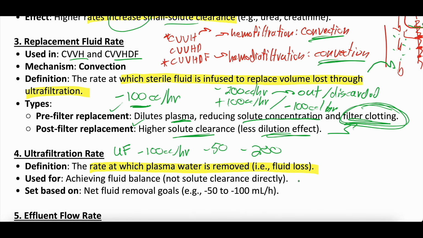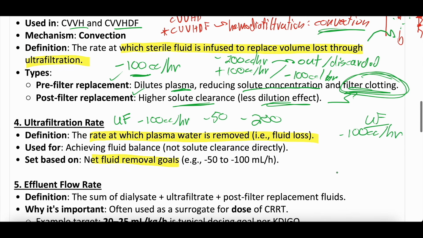This is not solute clearance, though, at least not directly. You should think of this as kind of plasma water loss. It can be related to some solute clearance tactics, but it is not a measure of solute clearance. And you just set it based on how much fluid you want removed. That's one of the beauties of CRRT, is I can say, I want this patient to be net negative 100 cc's per hour, so I want my UF to be reflective of achieving net negative 100 cc's per hour.